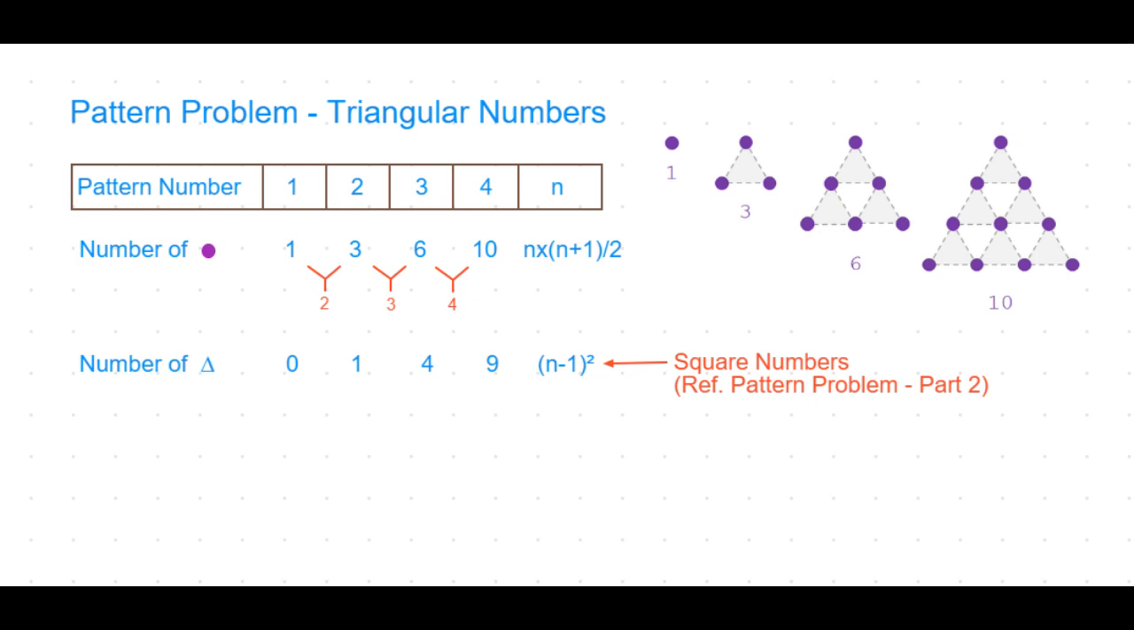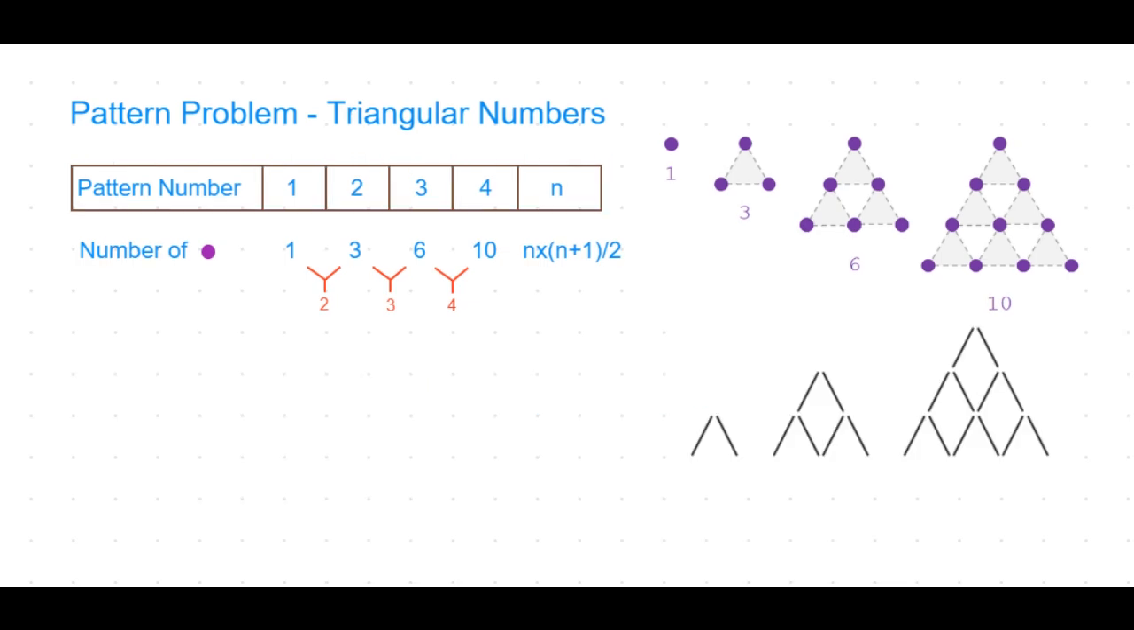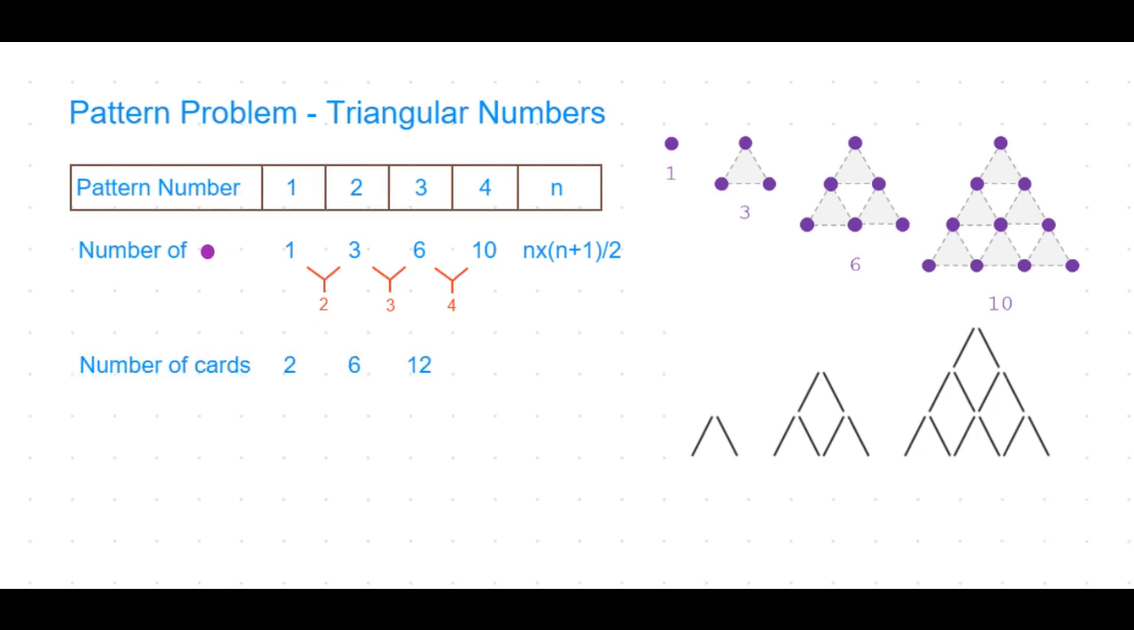Now let's look at another example where there are some cards stacked up. The first pattern has 2 cards. The second pattern has 6 cards. The third pattern has 12 cards. Here again, the increase is not constant, it is increasing. We also notice that it is just twice the triangular numbers. At first look, it might not look very familiar. It may not be the triangular numbers, but it is some manipulation of the triangular numbers.